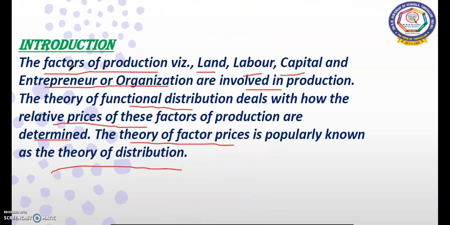Now first, introduction. The factors of production, namely land, labor, capital and entrepreneur or organization, are involved in production of a commodity. The theory of functional distribution deals with how the relative prices of these factors of production are determined. The theory of factor prices is popularly known as the theory of distribution.